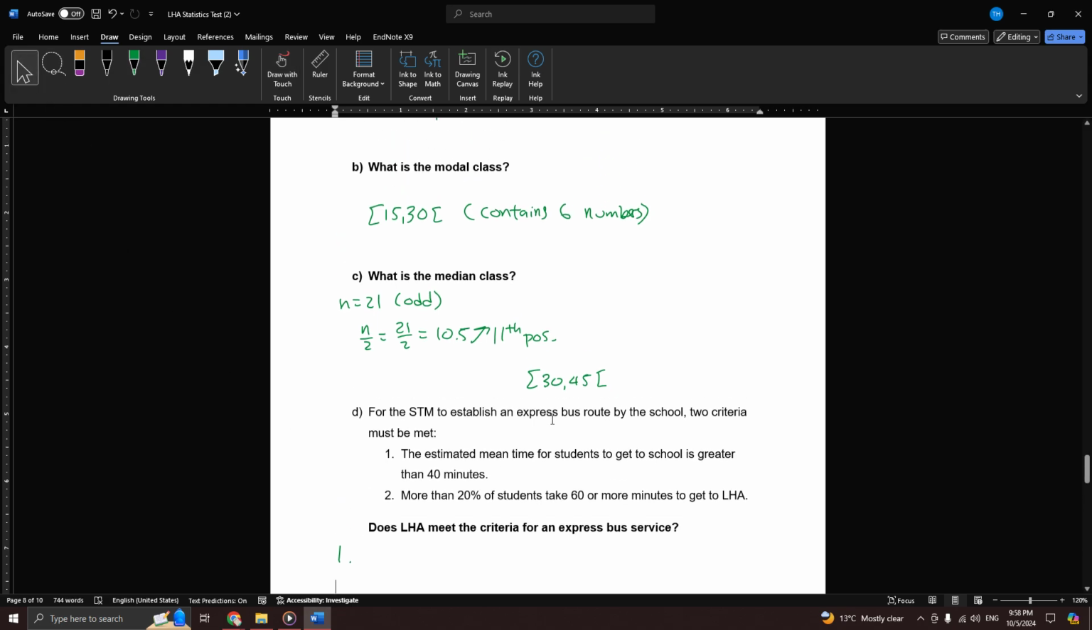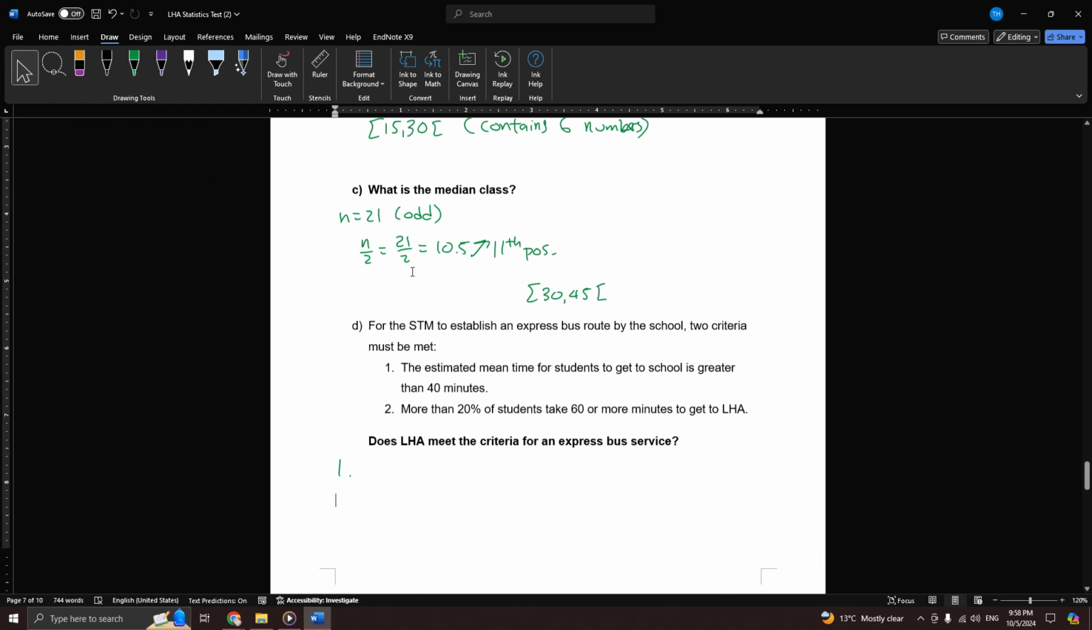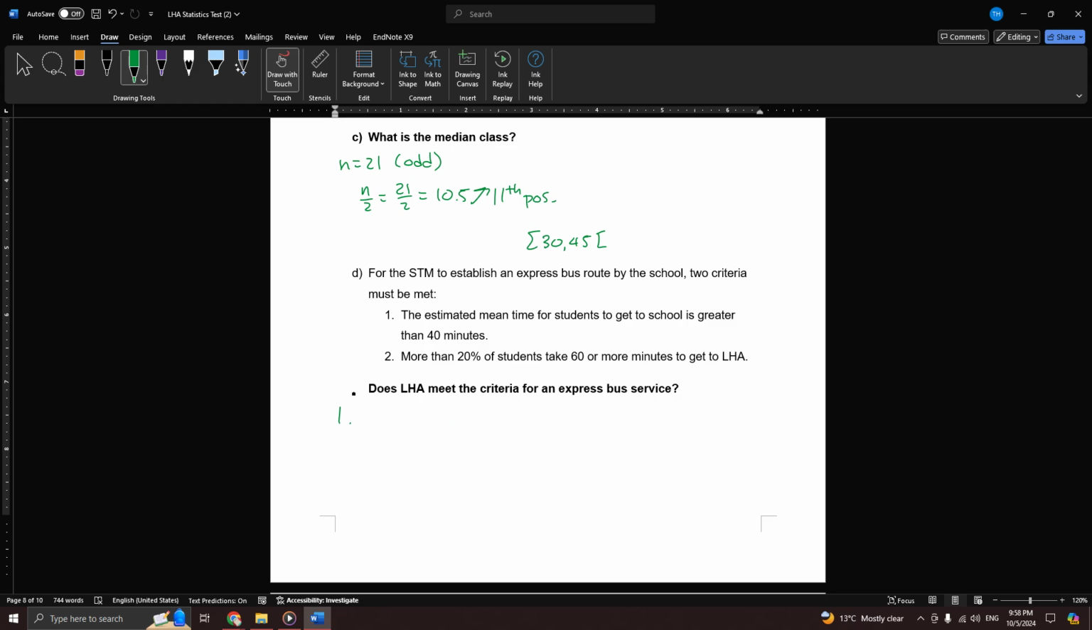So let's scroll up. Look at that. From A, we got the estimated mean time already. It's 41.79. We don't have to do anything else. No other calculations. We just say yes. Okay? Yes, 41.79 is bigger than 40. And you can put a smiley face too if you want.